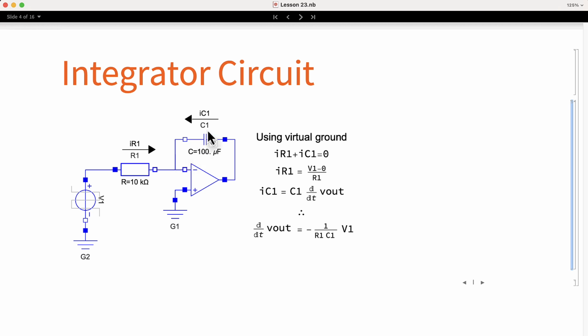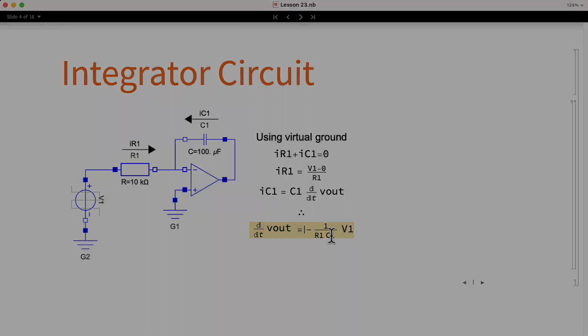The current of the capacitor is given by the differential equation. The voltage of the capacitor is the same as the output voltage. Therefore, we write the term Vout in the derivative. After rearranging the equation, we can see how this circuit is an integrator. The gain of the integrator is minus 1 over R1 C1.